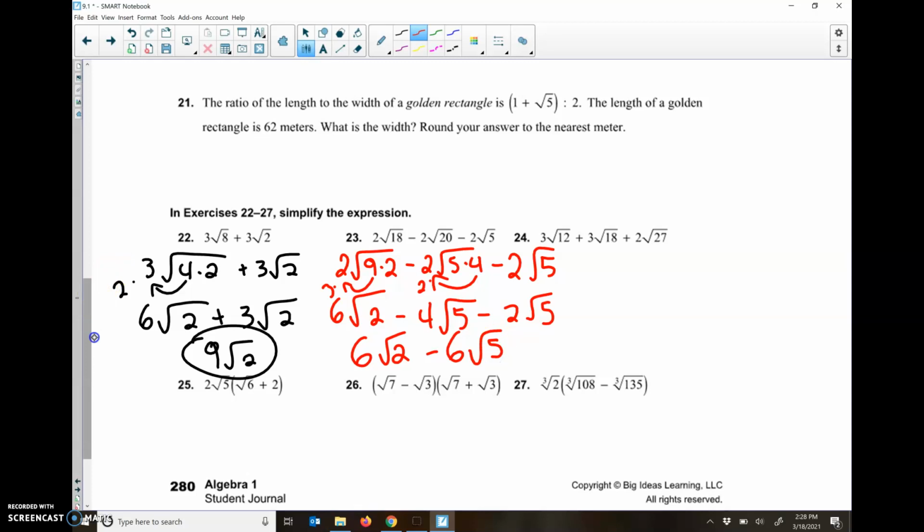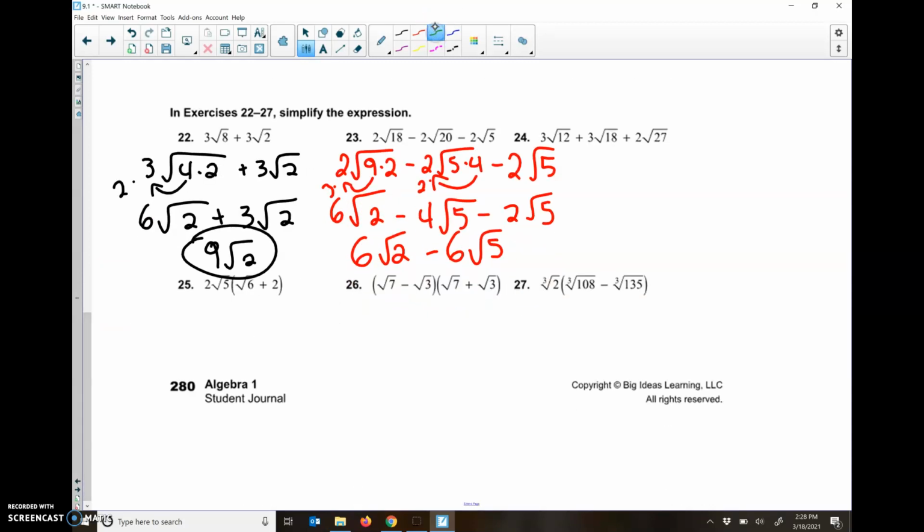Okay? And then all these bottom ones, it's a multiplying problem. So when I multiply here, I'm only going to multiply whatever they have in common. So here, 2 root 5 times root 6 is really the same as 2 root 30. And then 2 root 5 times 2. 2 times 2 is 4 root 5.